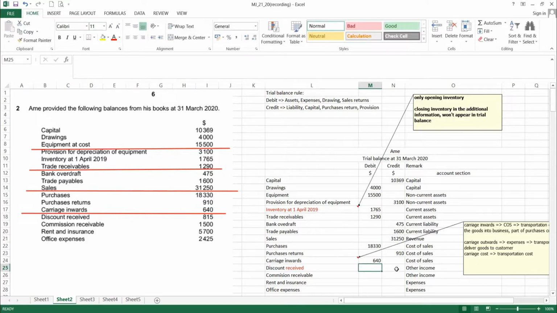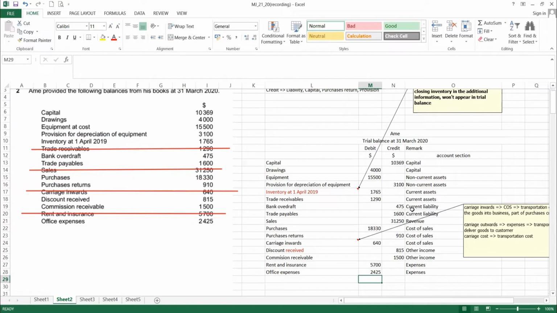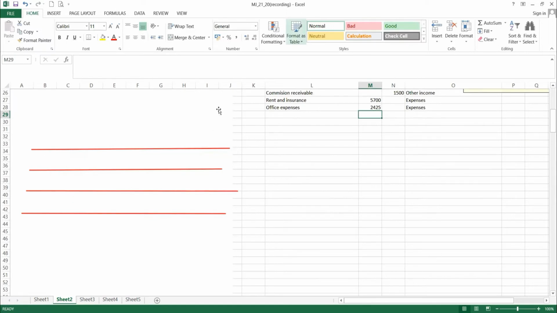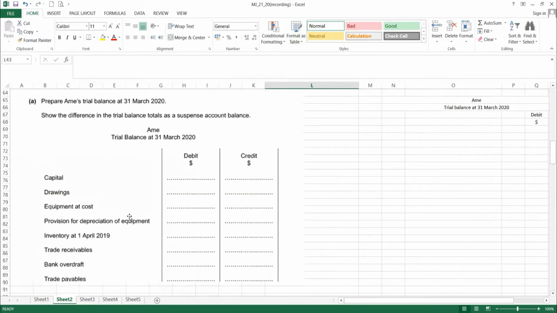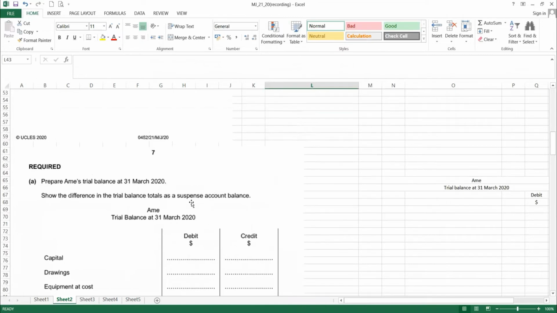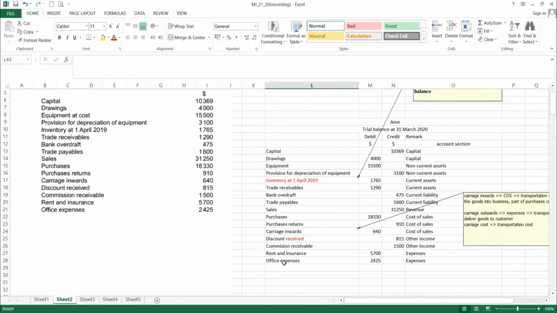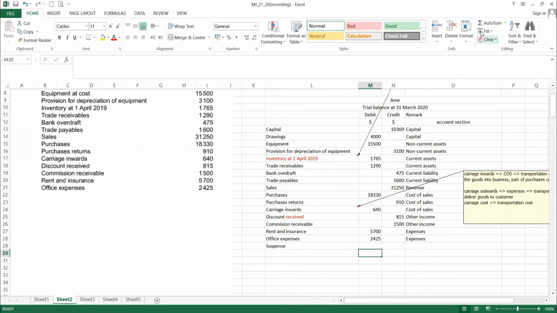Discount received is an income. So credit. Commission receivable is also an income account. Credit. Rent and insurance, office expenses are expenses. Debit. Okay. The question is very clear. It tells us that they want us to find that this account has an imbalance. That's why they ask us to prepare the suspense account here. So the difference is put into the suspense, but we don't know whether debit or credit. We just add the subtotal first.